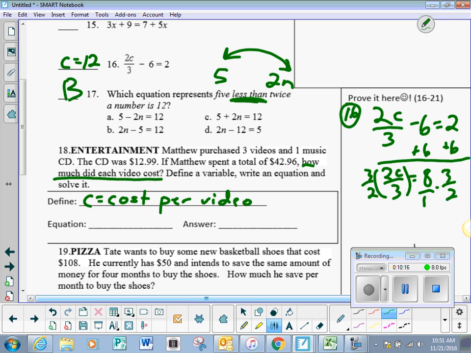Okay. What equation tells me how I can solve this? Well, how much is this costing me? How much does the CD cost me? $12.99. How much do the videos cost me? How many videos did I rent? 3. So I have 3 videos plus $12.99 for the CD, and I spent a total of $42.96. You get a point for the equation. Now you get to find the answer.